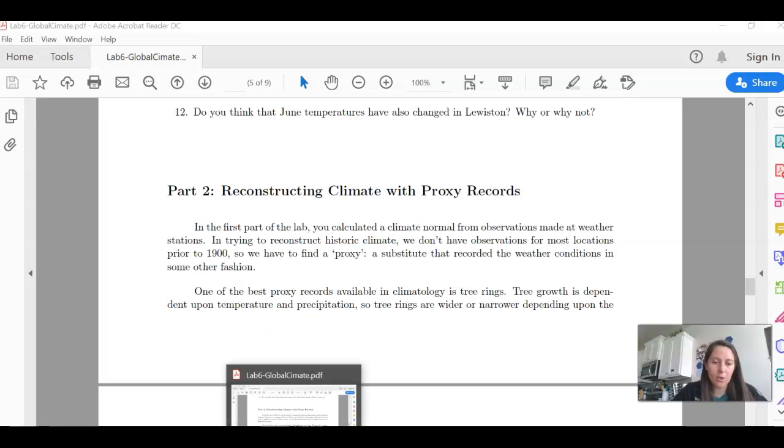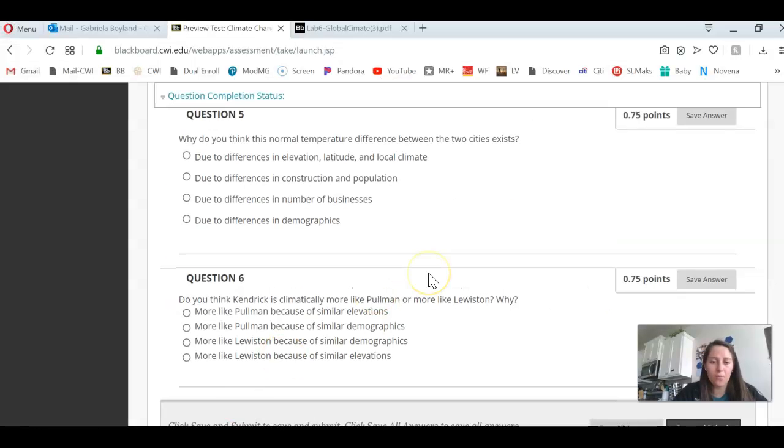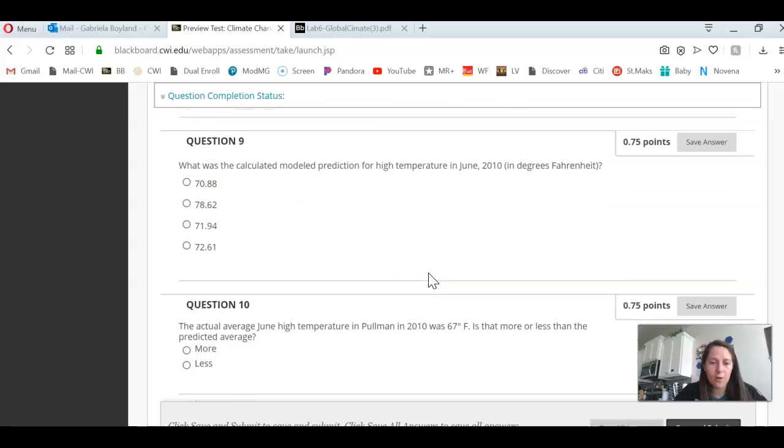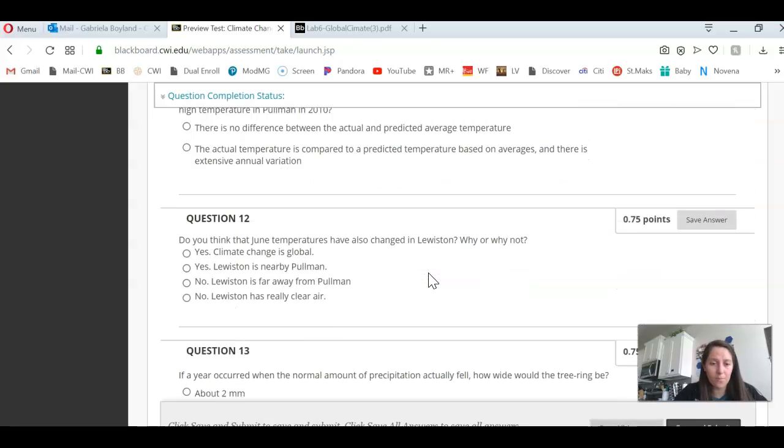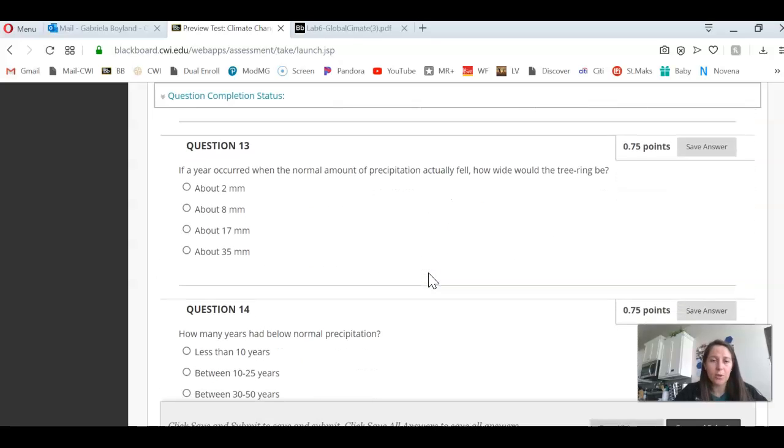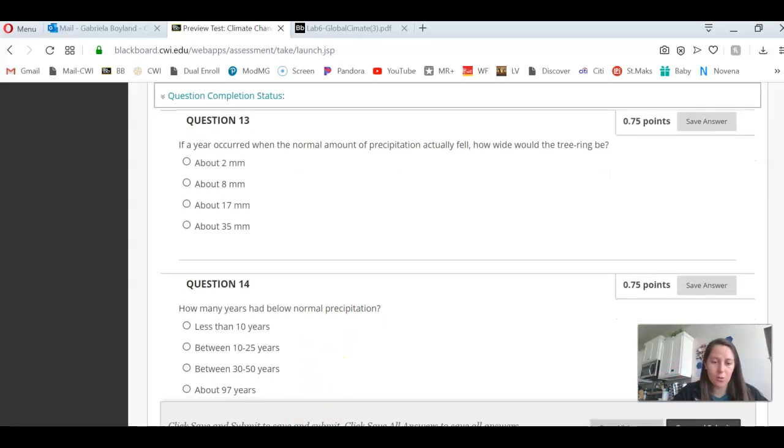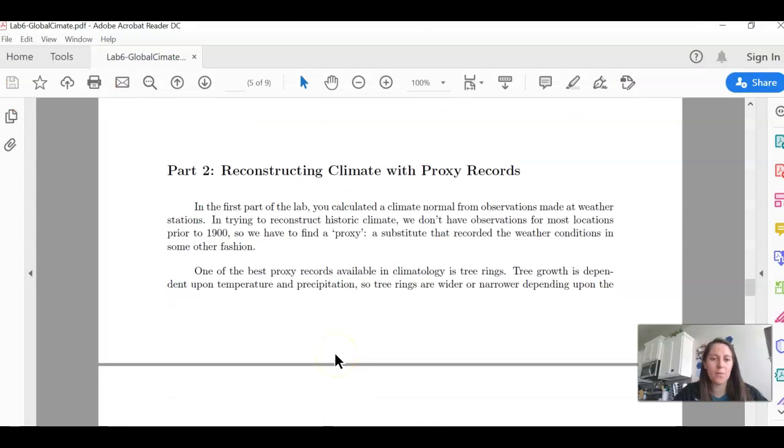Again, on your quiz online, you have multiple choice for all of them, so that's convenient. But try to complete the lab before you start the quiz, okay? Because it is timed and you won't have enough time to complete it on your own before you run out of time. Okay, so let's go back to the lab.